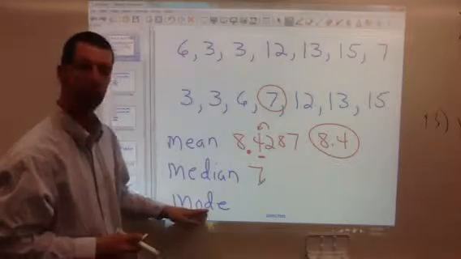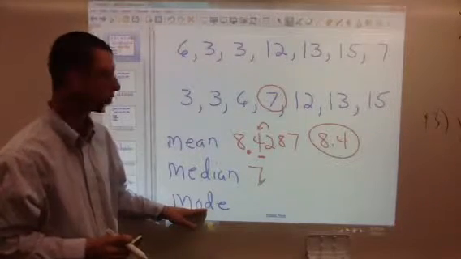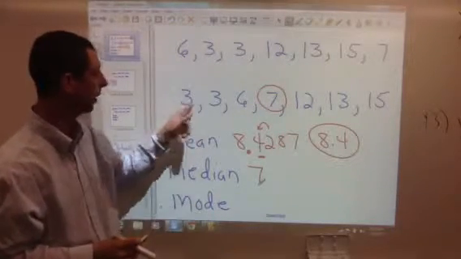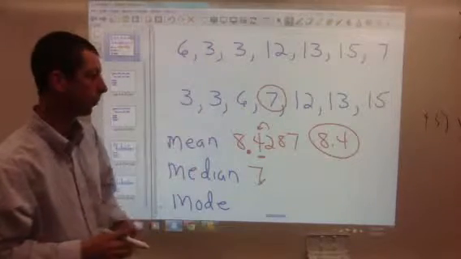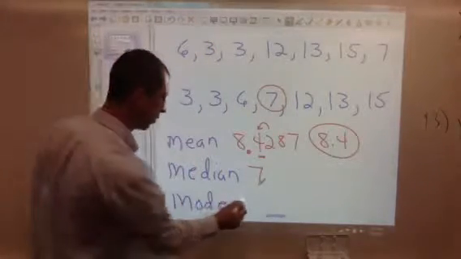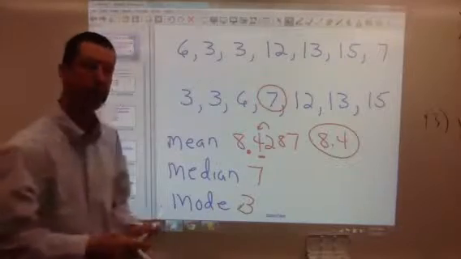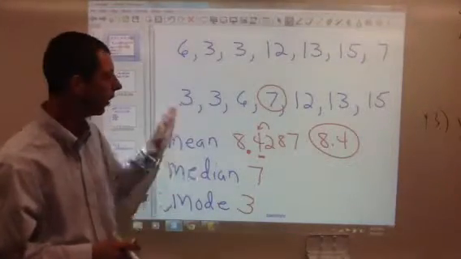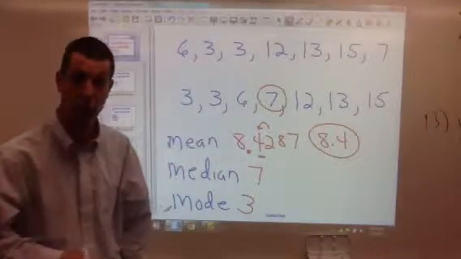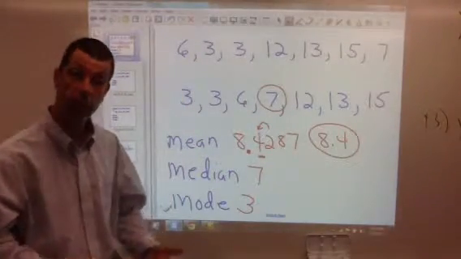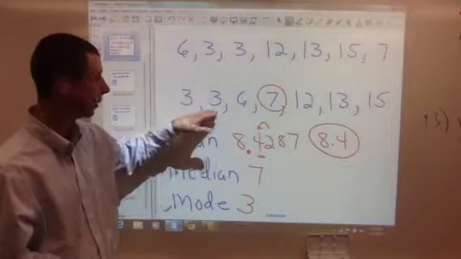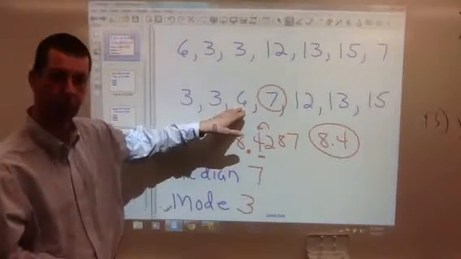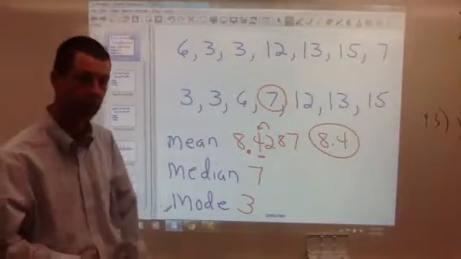Now our mode is the number that appears most often. If you look up here, 3 is the number that appears most often. It appears twice. So our mode would be 3. Now, there can be situations where there's no mode. If all the numbers appear only once, then there's no mode. Or there could be more than one mode. In this case, 3 appeared twice. Let's say 6 appeared twice. Then we'd have 3 and 6 for the mode.